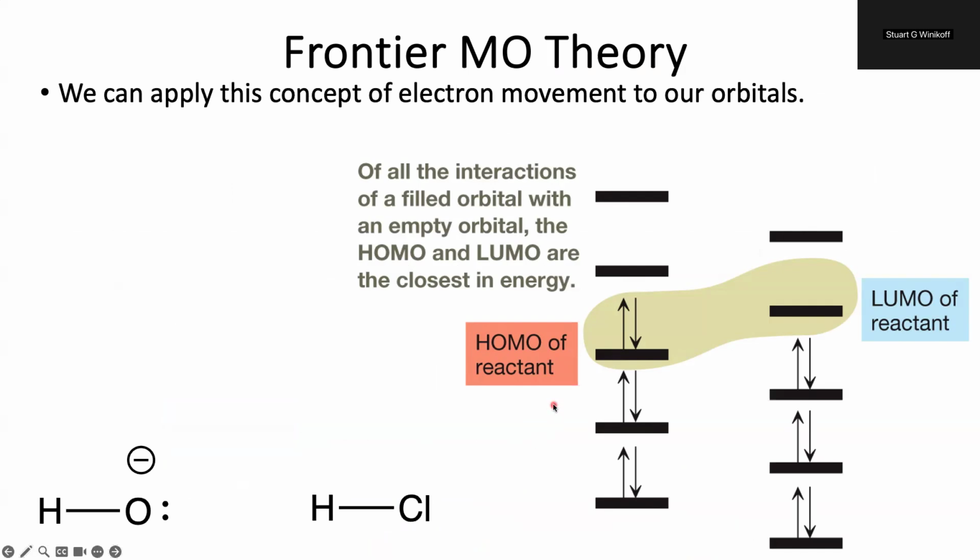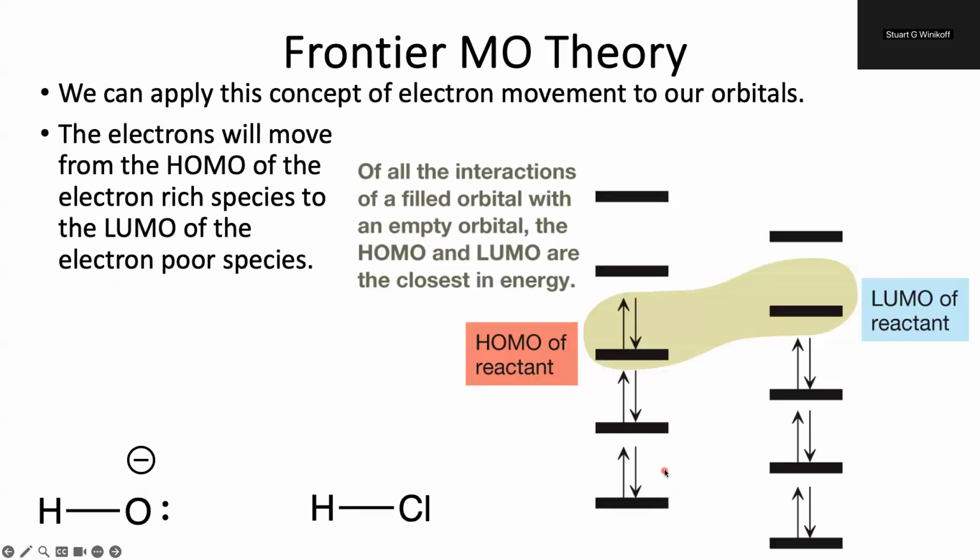So if you remember, our HOMO corresponds to the highest occupied molecular orbital. So this is going to be the orbital with the highest energy of all of our orbitals that contain electrons. So as a result, this is going to tend to be located on our electron-rich species. Our electron-rich species has more electrons and they're more likely to move.